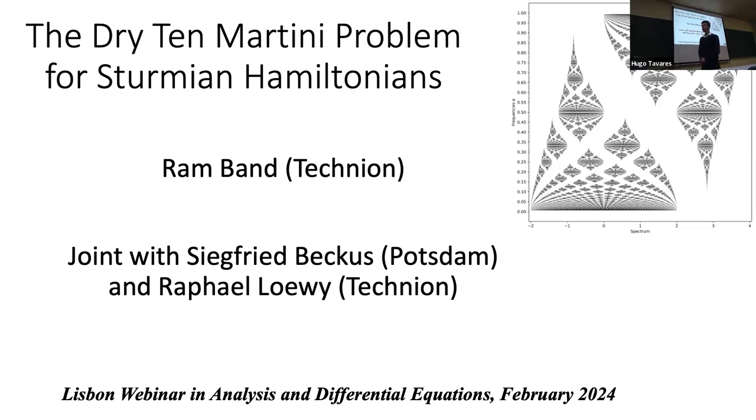It's a pleasure today to have with us Ramban, who's visiting from Technion slash Potsdam in Germany, who will be talking about the dry 10 martini problem for Sturmian Hamiltonians, though I don't think there are actually any martinis for the audience today. We don't know yet. We'll see. Thank you.